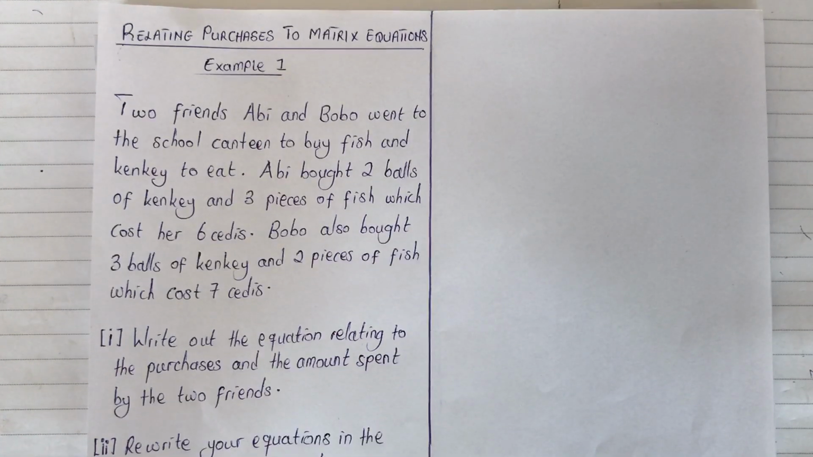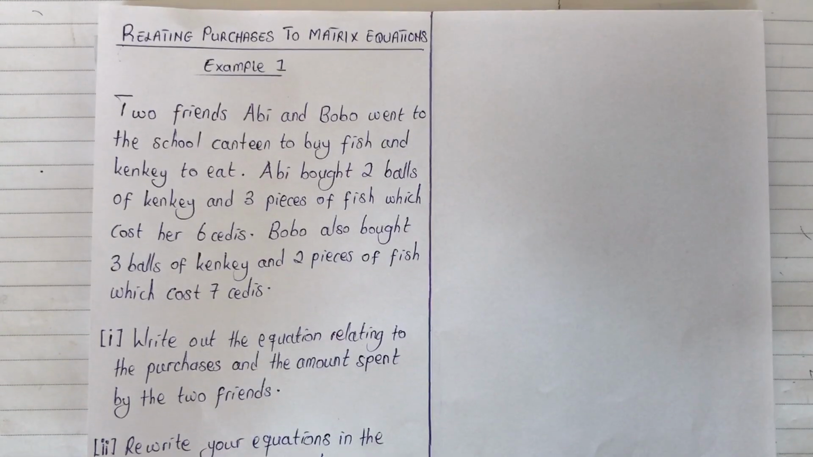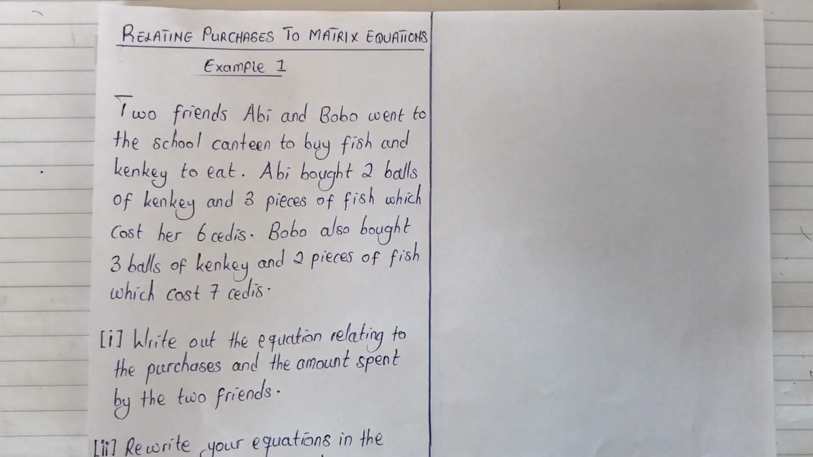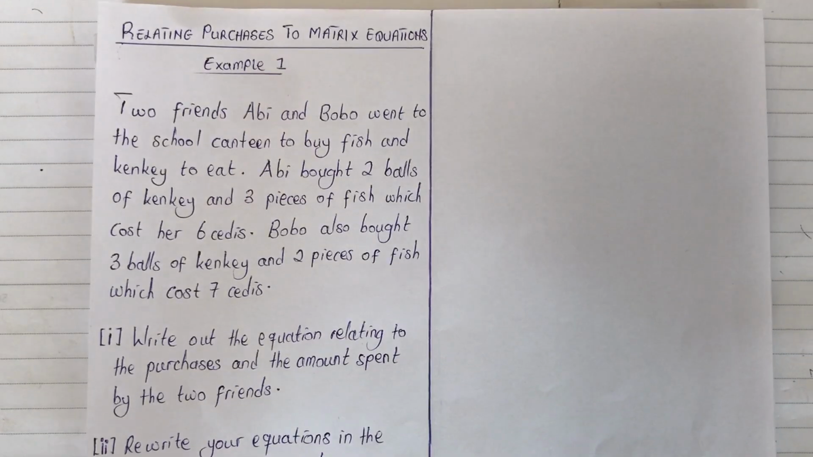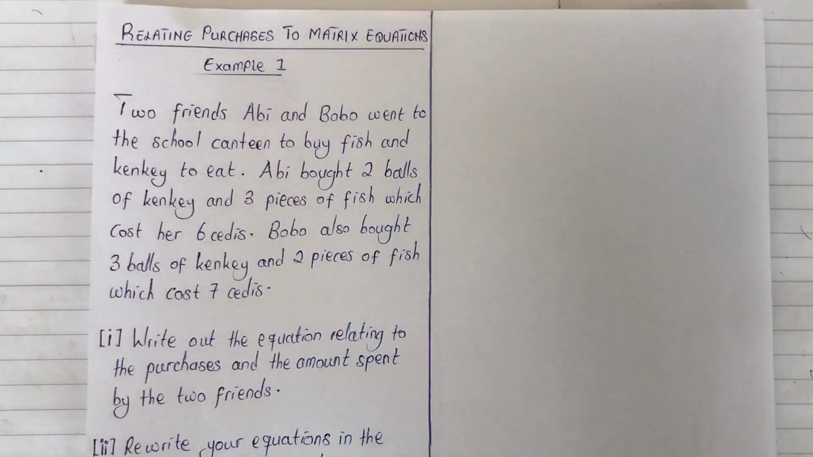In this one, I will be talking about how to relate purchases to matrix equations. It's a simple 2 by 2 matrix question. So we are gonna read the question and then we change it into matrix and we find out what the question is telling us to do. So this is very simple.